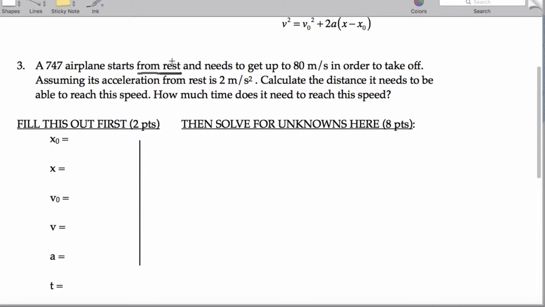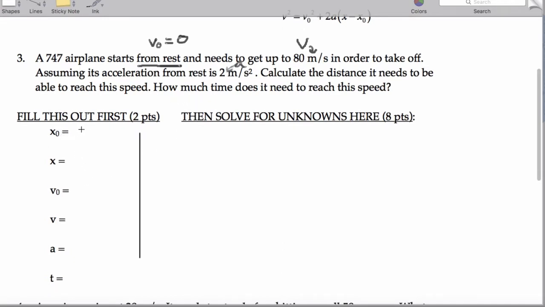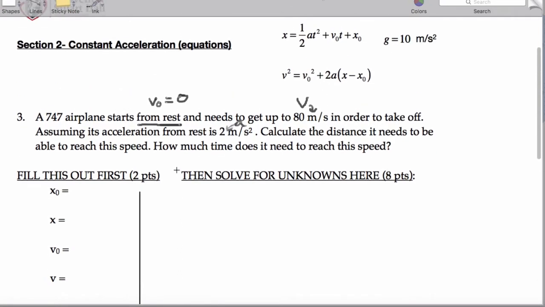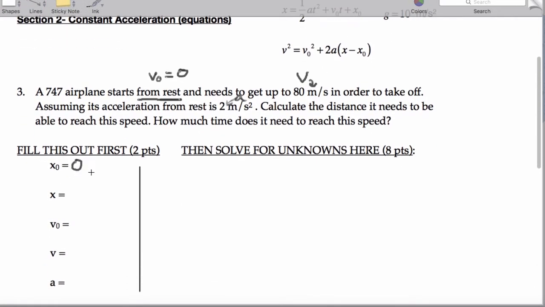When you start from rest, remember that the initial velocity is 0. And then we're going to get up to 80 meters per second to take off. So that means the final velocity is going to be this right here. We know the acceleration is 2 meters per second squared. We don't know the final position and we don't know the time. So when they don't give us an initial position, we're just going to assume that that is 0.